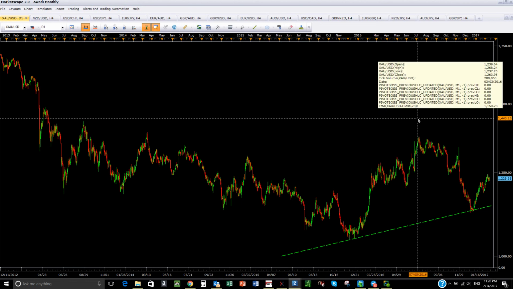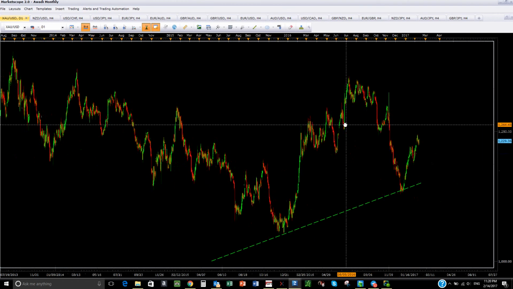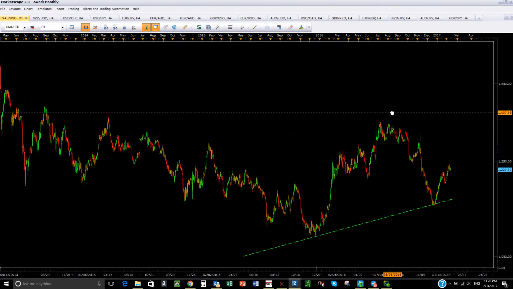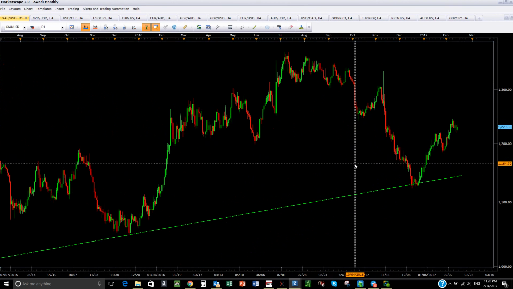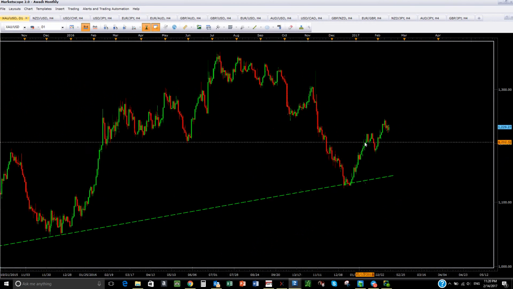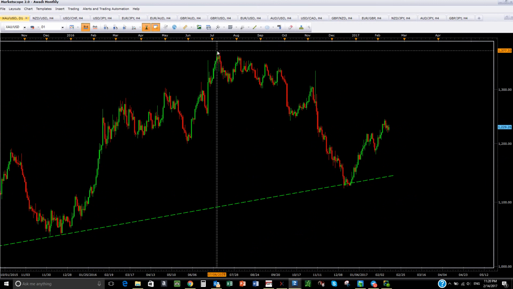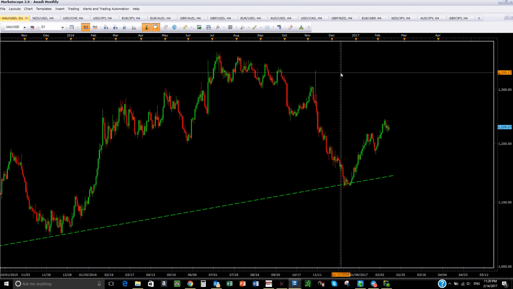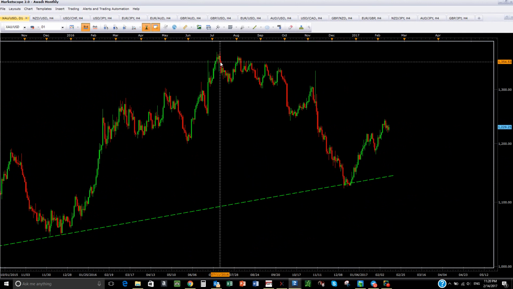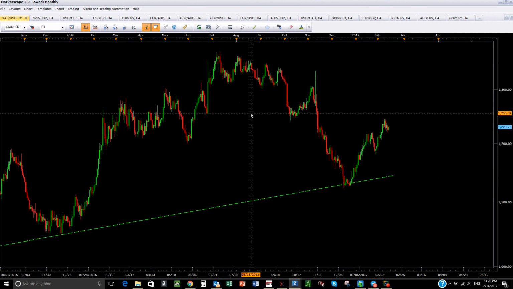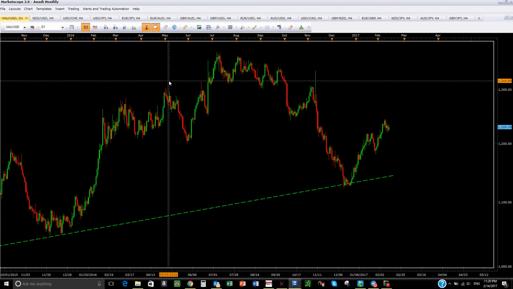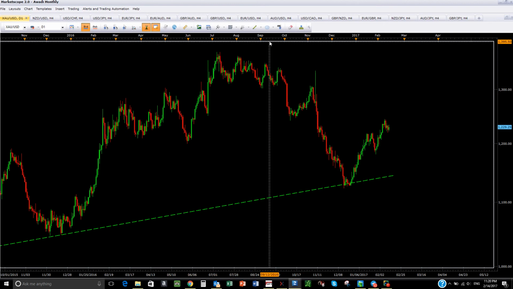And for the resistance line, I can see very clearly a very strong resistance connecting between these 4 or 5 swing highs. So I will connect all of them in one resistance line.